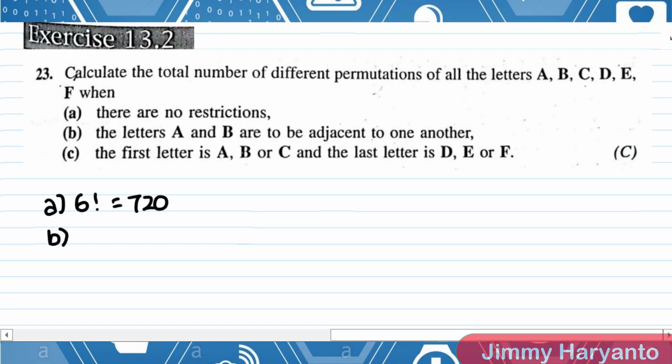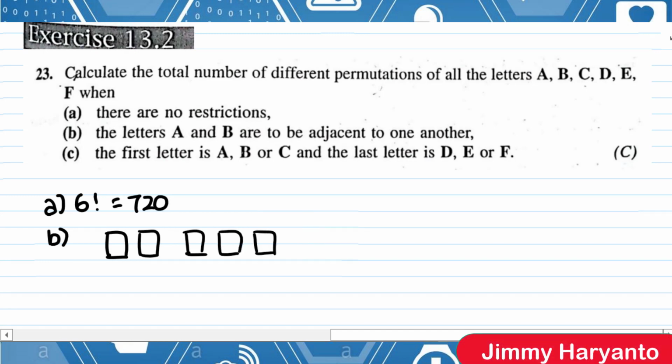B, the letters A and B are adjacent. Adjacent means next to each other. So we have 1, 2, 3, 4, 5, 6 boxes, and these two are adjacent, they are together. So A and B, there are 2 possibilities, A then B or B then A, and then 1 left.